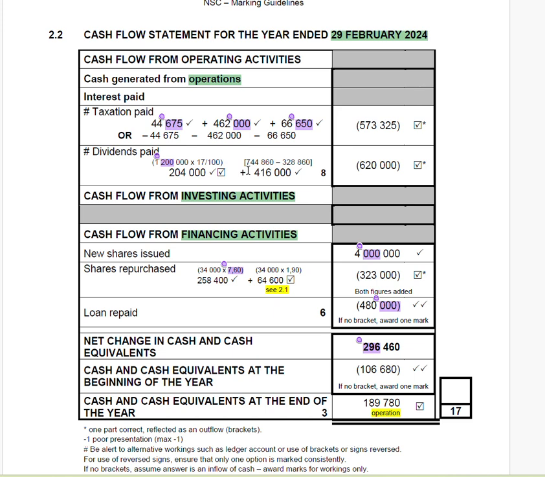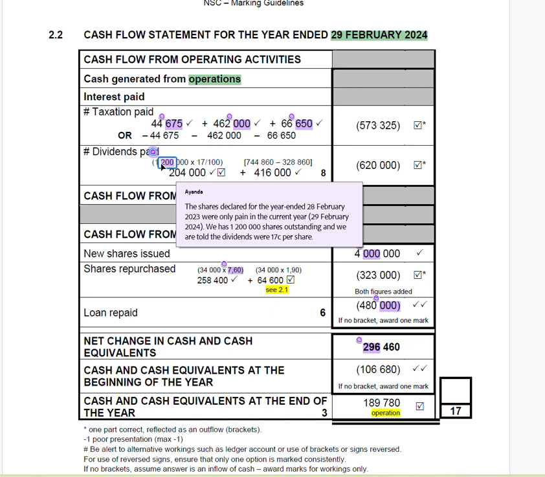Then we go to the second part. When you move to the second part, now we're talking about the dividends paid. You need to know how to calculate the dividends paid. So, how the dividends paid were calculated. At the beginning of the year, so when the year started, the dividends declared for the year ended 28 February 2023 were only paid in the current year, which is 29 February 2024, the current financial year that we're working on.